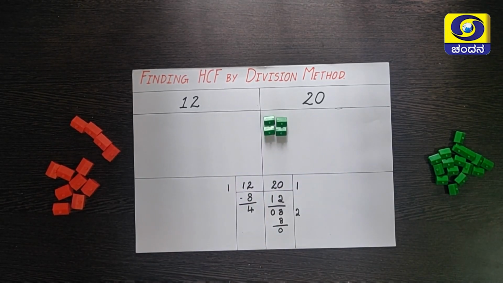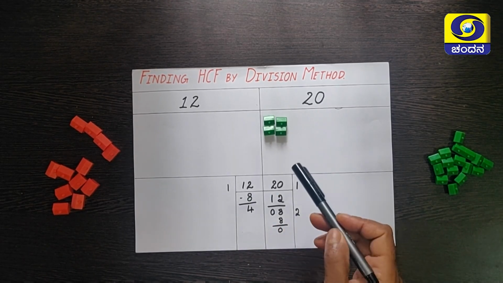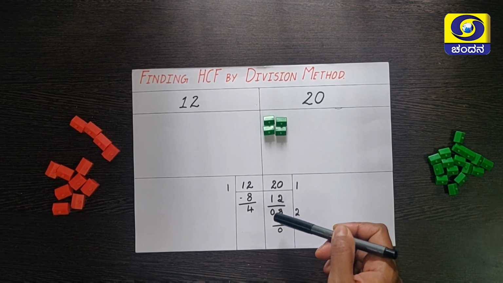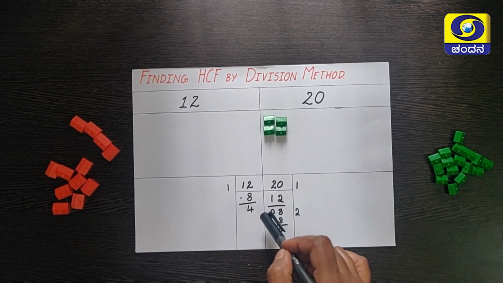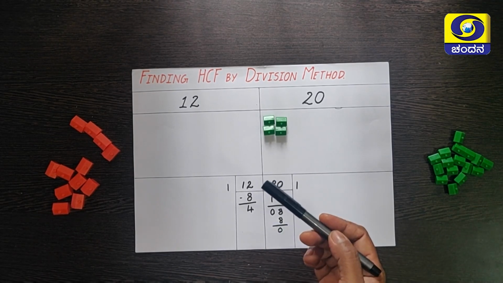In this way, we can do the activity to find the HCF by the division method. Parallelly, I am doing the working to show the smaller number. For greater numbers, we can use this method, but we can't do the activity, children.